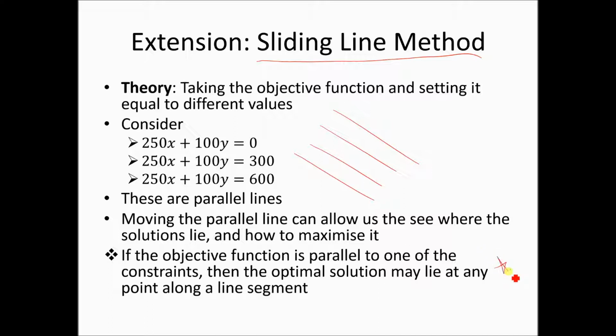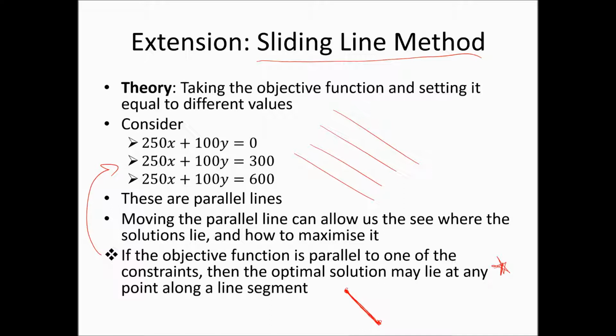And just this little key point here, which is what they sometimes like to ask, is if the objective function, so this guy here, is parallel to one of the constraints, then the optimal solution might actually lie at any point along the line segment. It won't lie just at the corner, but it might lie at this corner, and also anywhere in between.